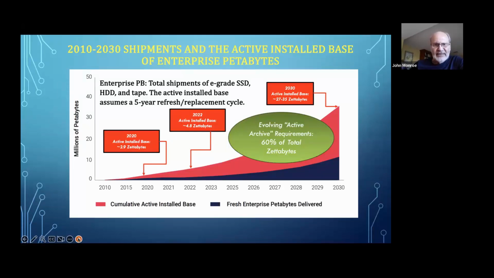So the evolving active archive requirements, I think, are going to be about 60% of all these zettabytes. And that pool will be growing towards about 30 zettabytes in 2030. The active installed base, as I've already indicated, last year was about 4.8 zettabytes. And that, despite the horrible year of 2022, was only 2.9 zettabytes in 2020. So in 2 years, it's almost double. Next slide, please.